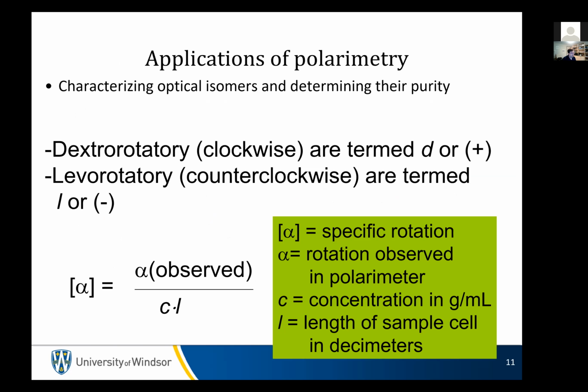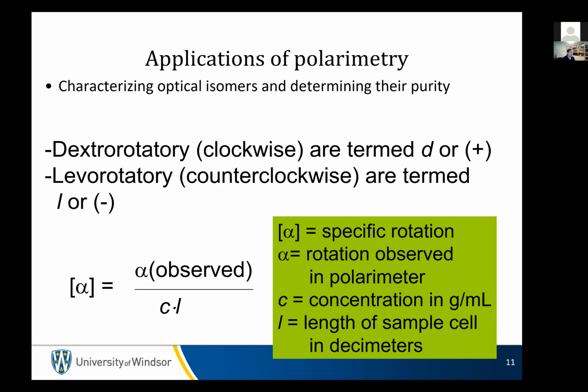So dextrorotatory was termed D or plus. That's a molecule that rotates light to the right. Levorotatory is termed L or minus, rotates to the left. This has absolutely nothing to do with R and S. Some R molecules are dextrorotatory, some S molecules are levorotatory.